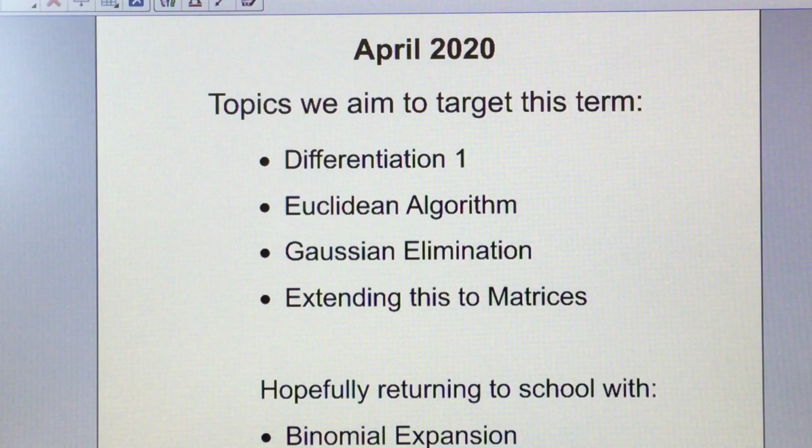Topics that we aim to get through this term involve differentiation, the Euclidean algorithm, brand new for you, part of numerical analysis, on to Gaussian elimination, which extends towards matrices. And then hopefully we will be back at school, but if not, then we may consider binomial expansion, however that may be one for at school.